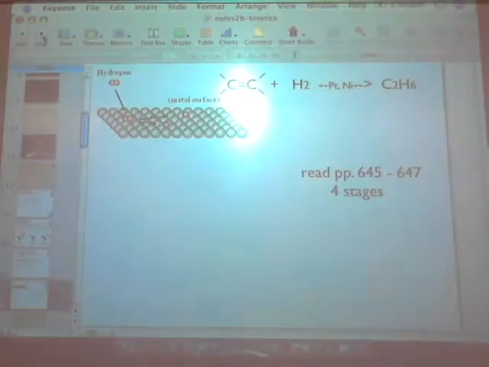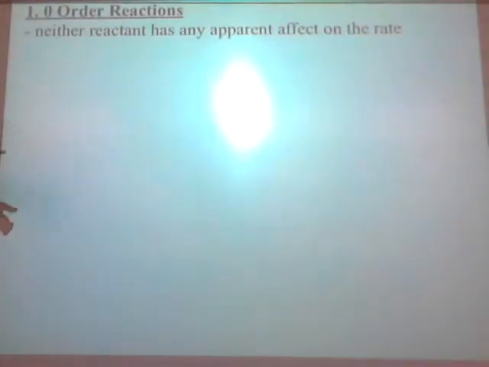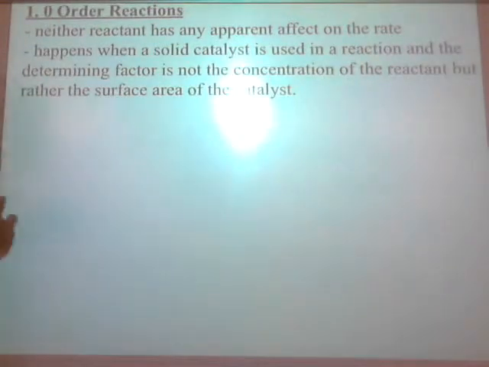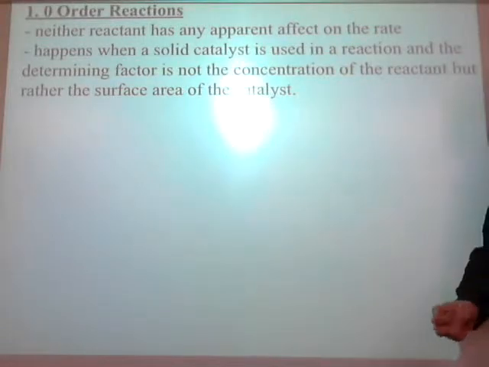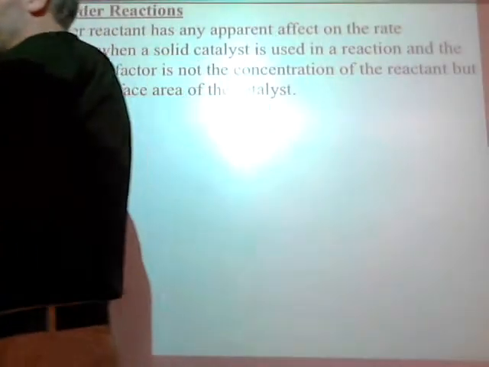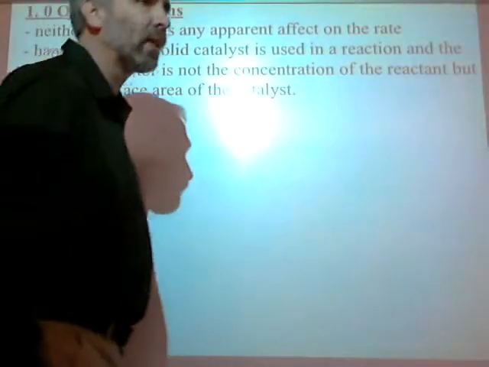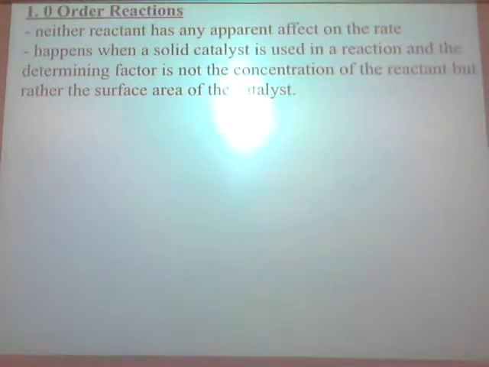Now, I'm just going back to show you how you could actually have it, because it doesn't seem intuitively like you could even have such a thing, but you can. A zero-order reaction happens when a solid catalyst is used in a reaction, and the determining factor is not the concentration of the reactants that are coming together, but rather how much surface area you have of that catalyst. I suppose there's other ways you could have a zero-order reaction, but that's the one I'm most familiar with, and I think that's one of the most common ways you can have one.